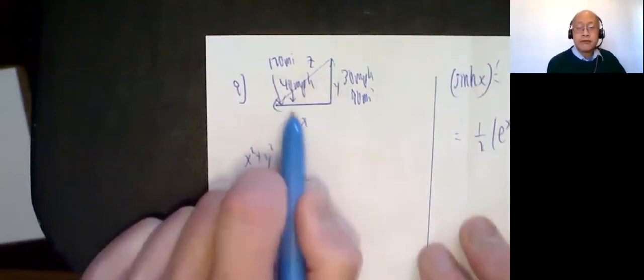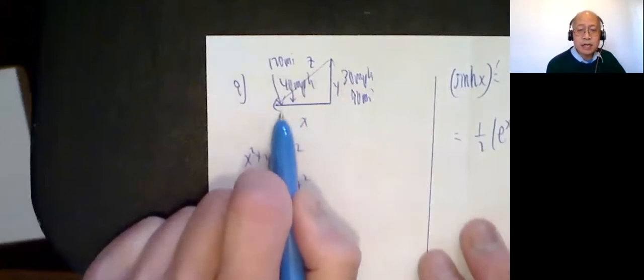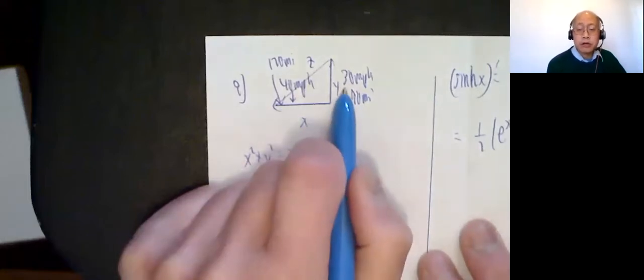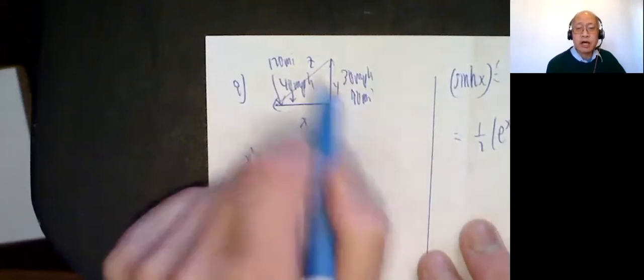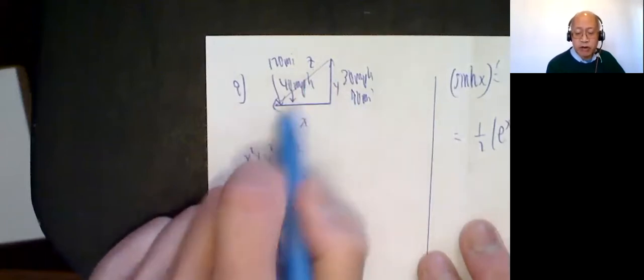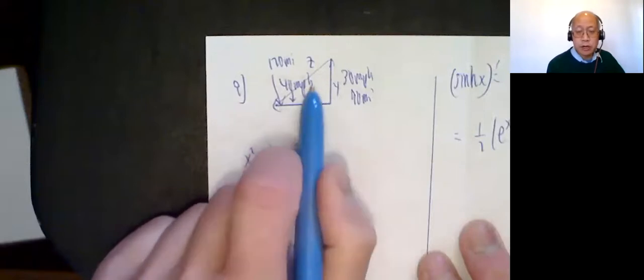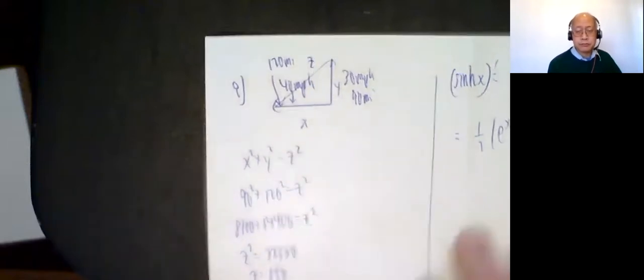Okay. 40 is dx/dt. 30 miles an hour is dy/dt. We're looking for dz/dt, the rate of change of the distance between the two cars as time goes by.